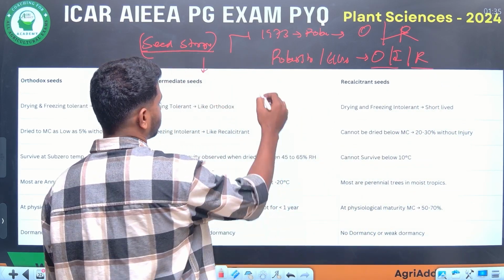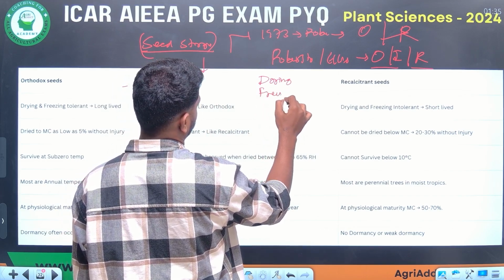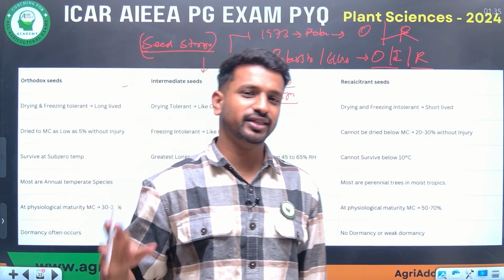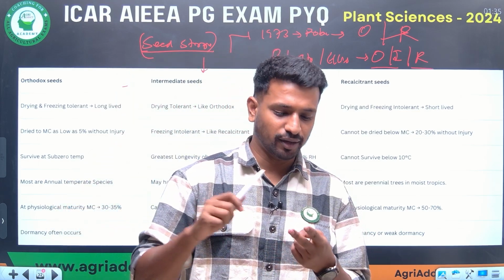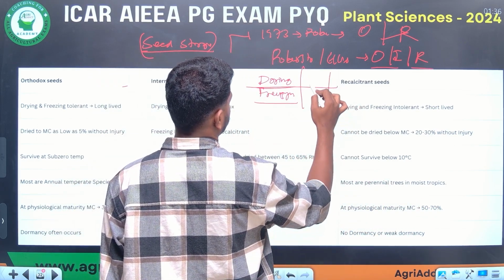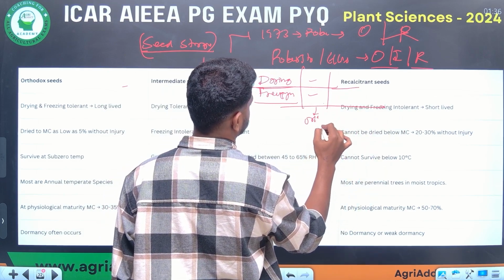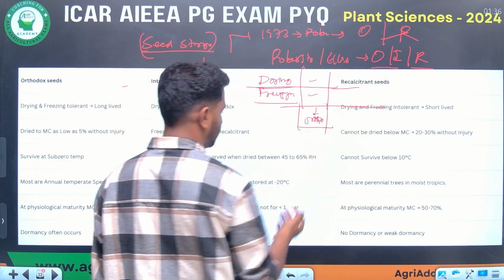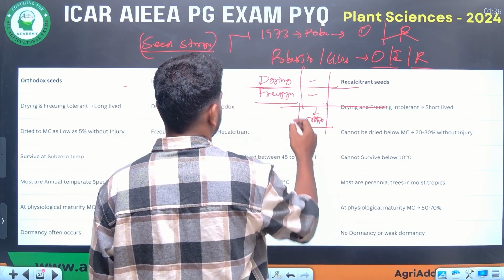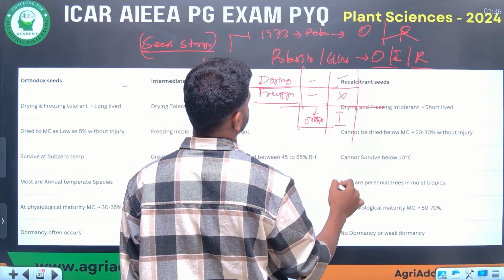So this classification is based on drying and freezing tolerance. Very, very simple. It is based on whether the seeds are tolerant to drying and tolerant to freezing or not. That's it. If the seeds are tolerant to drying and freezing, then they are orthodox seeds. If it is tolerant to both conditions, it can be stored for a long period of time. That's common sense, right? Next, if it is drying tolerant but freezing intolerant, then it is an intermediate seed.